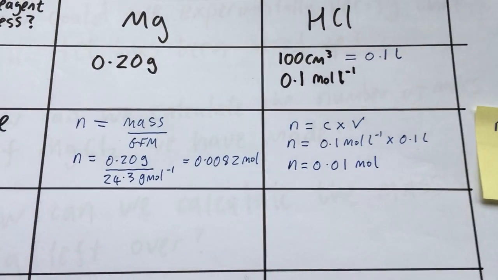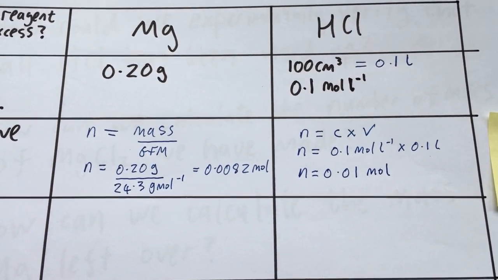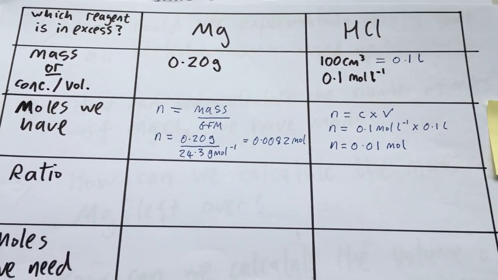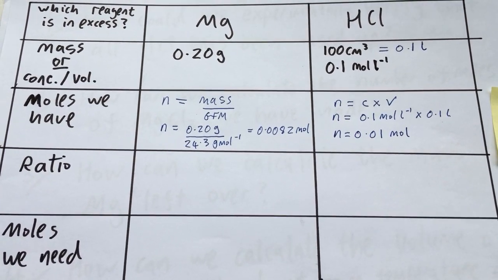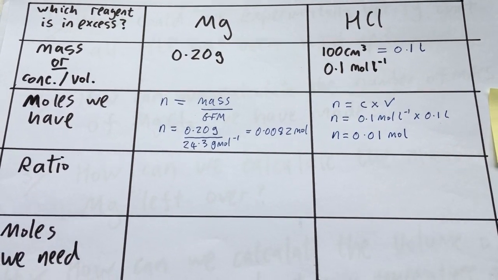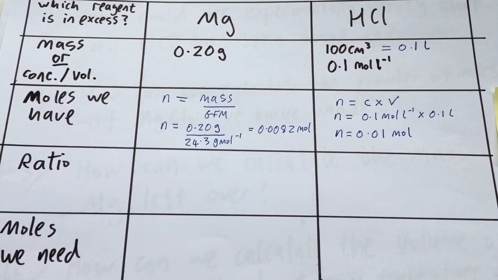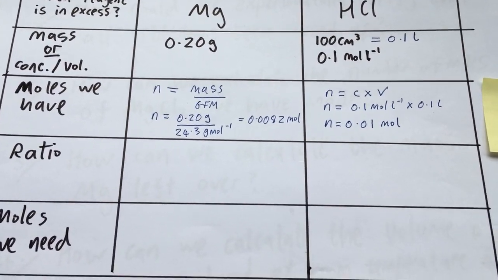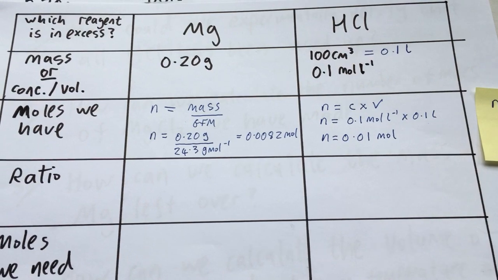Okay, now that's how many moles of each of the two reagents we have at the start of the reaction. Now how do we use that to work out which one of them is the limiting reagent and which one of them is in excess? Remember, that's what we're doing.